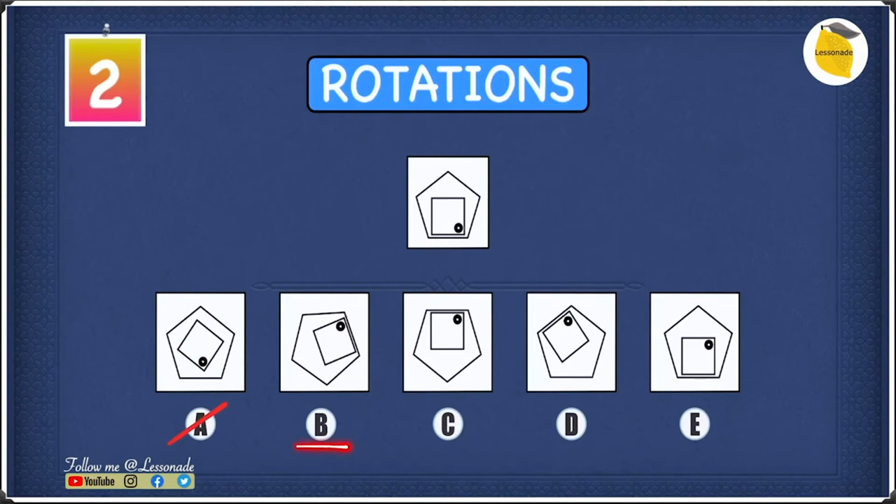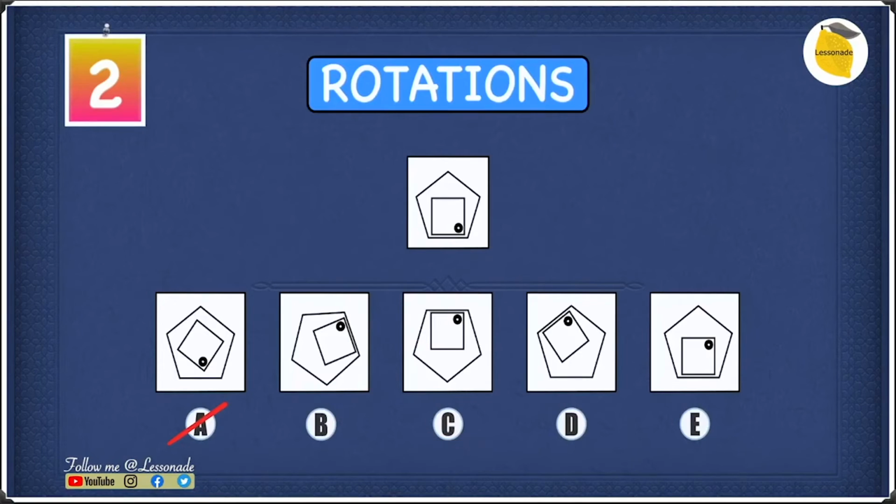So let's move to B. In terms of B, if you notice, we have a square and a pentagon that are both parallel to each other, and we have the O shape on the parallel sides. So that's also fine, B is fine, and we can move on to C.